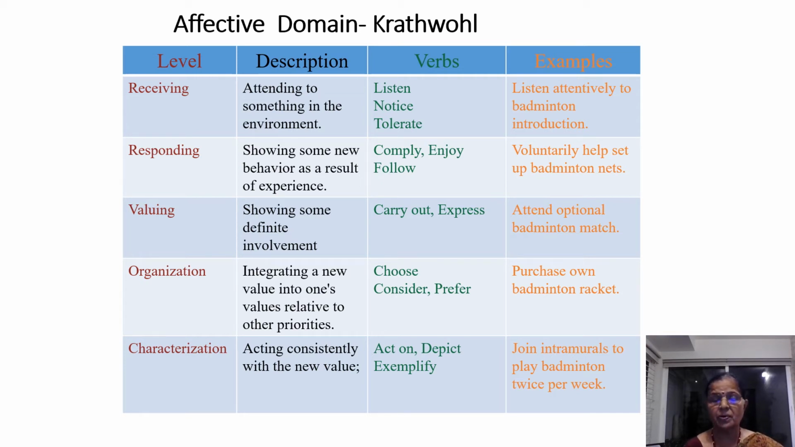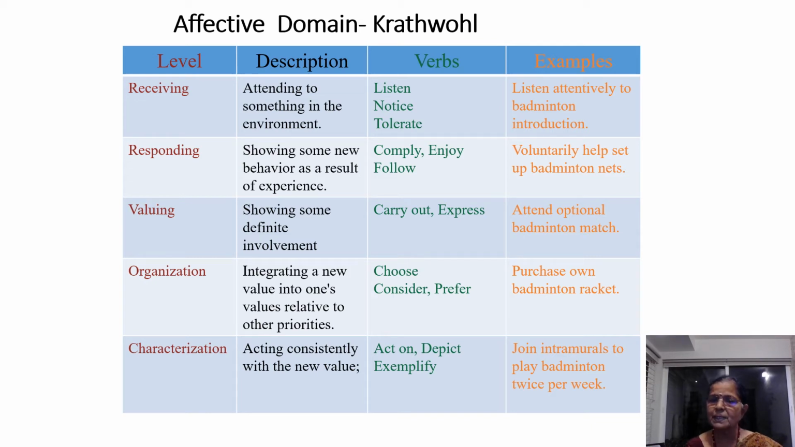They are entirely different from the cognitive domain. So in this they have grouped them under 5 levels. The first or the lowermost level is receiving, then responding, then valuing, then comes organization, then comes characterization. So they may sound very big, but actually if you take up an example and understand all these levels, then it should become easier for you to remember.